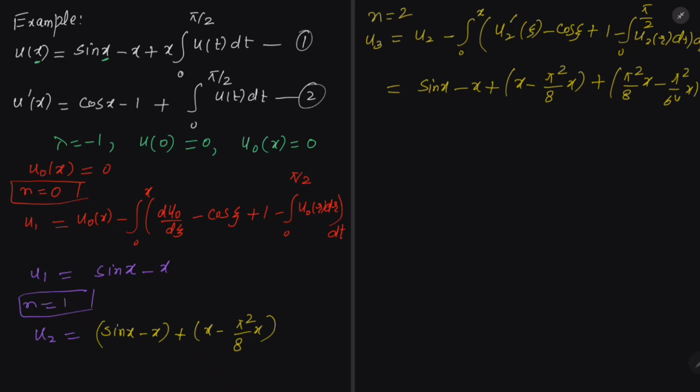The reason for writing u3, that is putting n equal to 2 and 3, was just to get the answer and to see the pattern. We can see that minus x plus x will cancel out, this will cancel out, and so on, and it will continue cancelling out the next term. This is actually called a telescopic sum. So the solution is u(x) equal to sine of x. This is the exact solution of our integro-differential equation.